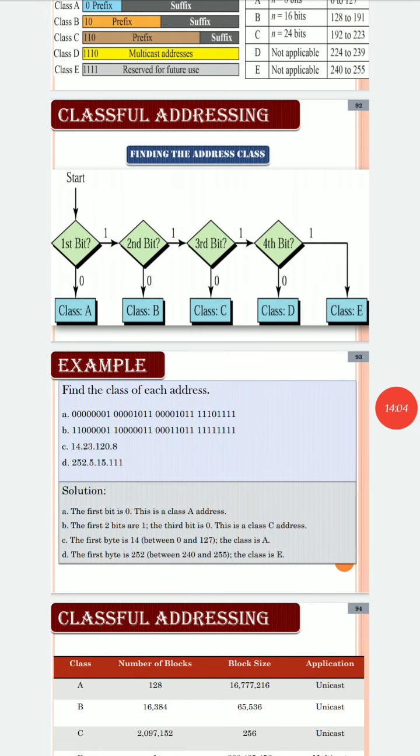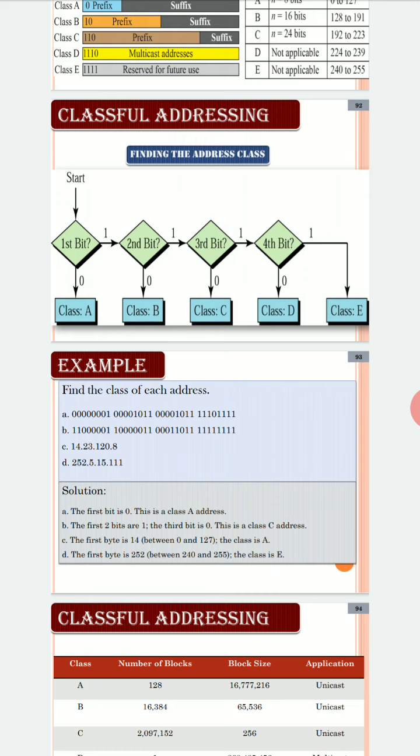The same concept is explained in this flow diagram. Start, check the first bit. If the first bit is 0, then it is class A. If the first bit is 1, then we check the second bit. If the second bit is 0, that is first bit 1 and second bit 0, then it is class B. If the second bit is 1 as well, we check the third bit. If the third bit is 0, that is class C, and if it is 1, then we go on to check the fourth bit.